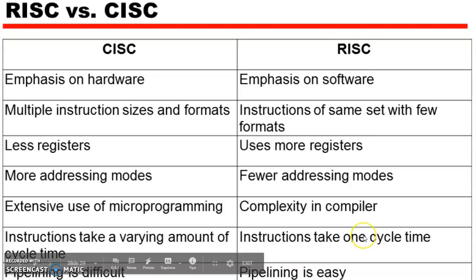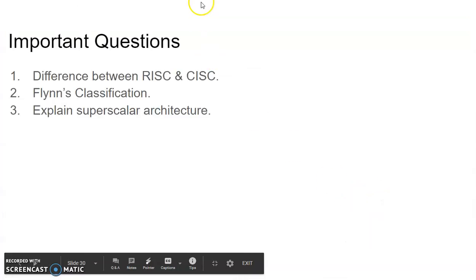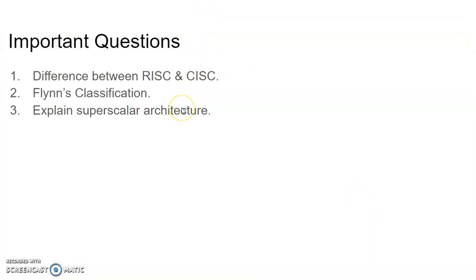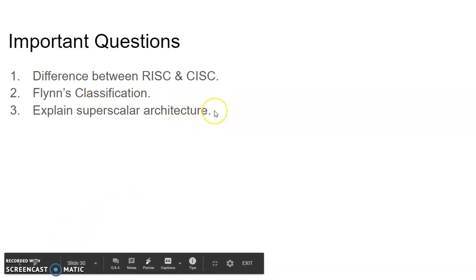Five to six points are minimum required. Okay, so some important questions from this module which are frequently asked in the exam: the difference between RISC and CISC, which we have seen just now. The next is Flynn's classification, the four classification points which we have seen in the previous videos. And the last one is superscalar architecture. For superscalar architecture, the diagram is mandatory to draw. That's it. Thank you so much.